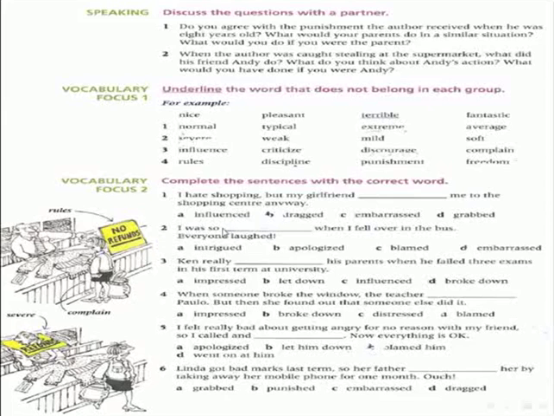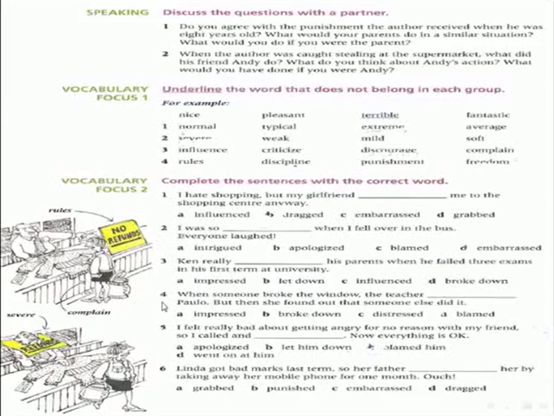2. I was so when I fell over in the bus. Everyone laughed. What do we say, number 2? We choose embarrassed. I was so embarrassed. We circle this or we write it here. 3. We choose this, let down. Really let down his parents when he failed 3 exams in his first term at university. Disappointing, or disappointed them. Let down his parents when he failed 3 exams.